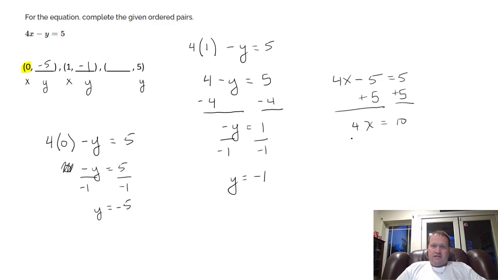And last step is to divide by 4. And we're going to get a fraction, and it's okay to leave it improper. So it's 10 over 4. It's not in simplest form, so we will reduce it to 5 halves. So there is that problem right there.